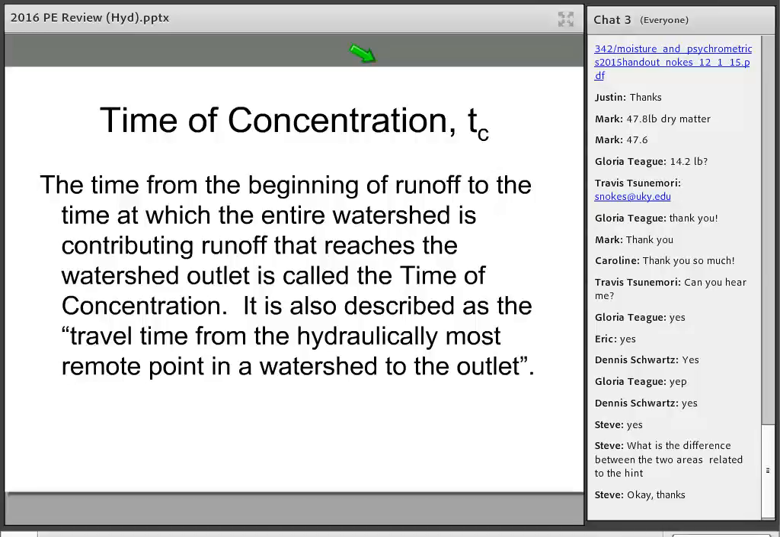At that point in time, the entire watershed is contributing to the flow at the outlet, and you've taken care of the time delay that you would have physically, because water doesn't flow instantaneously to the outlet. It's going to take some time to get there, and the amount of time it takes to get the entire watershed contributing is a concept called time of concentration, T sub C.